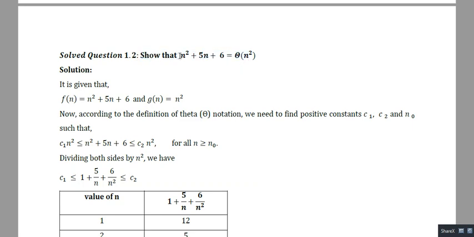We have to prove that n square plus 5n plus 6 equal to theta of n square. So one general formula you can remember here: if you are having a polynomial of degree k, it is always theta of n power k, right? So if the highest power appearing on this LHS is n power 100, obviously it will be theta of n power 100, because we always try to consider the term with the highest power. The terms with lower powers can be neglected for very high values of n, right?